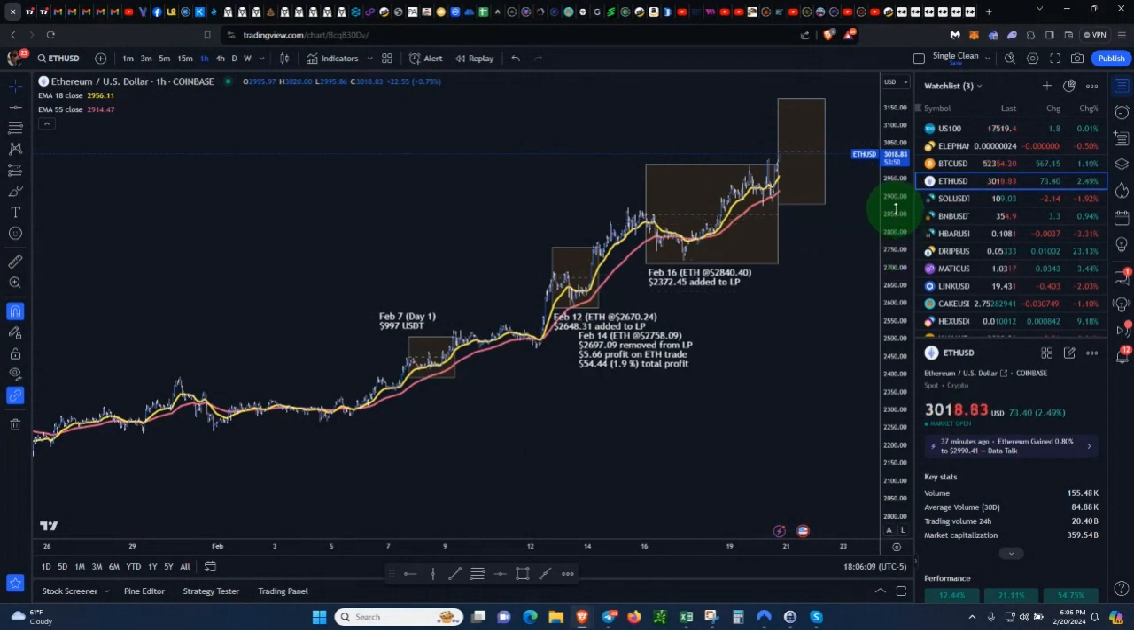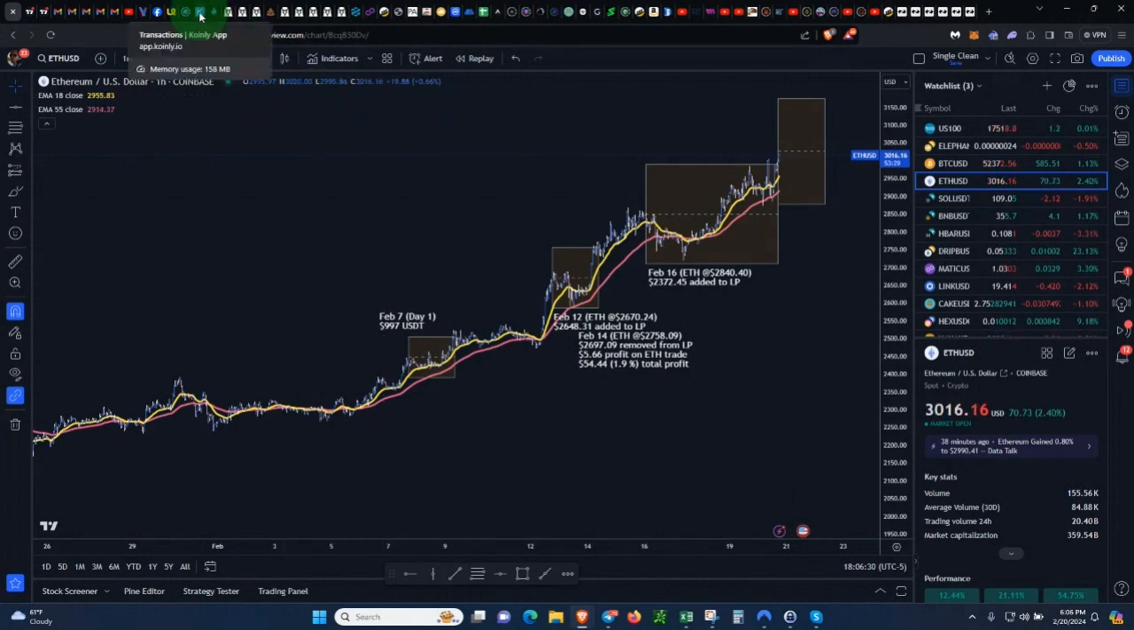So I'm looking to take advantage of this breakout above 3,000, continue to receive some trading fees, as well as if we do get a dip down to the moving averages here, my liquidity position will scoop up some more ETH on the way. And then I expect it to keep going higher.